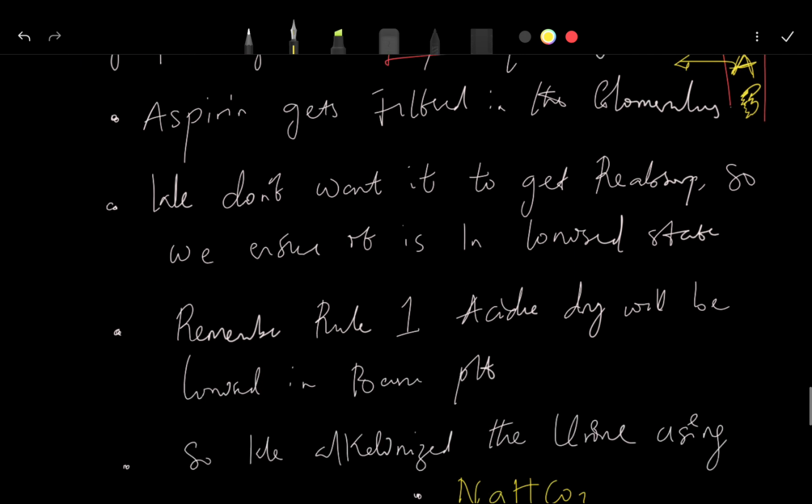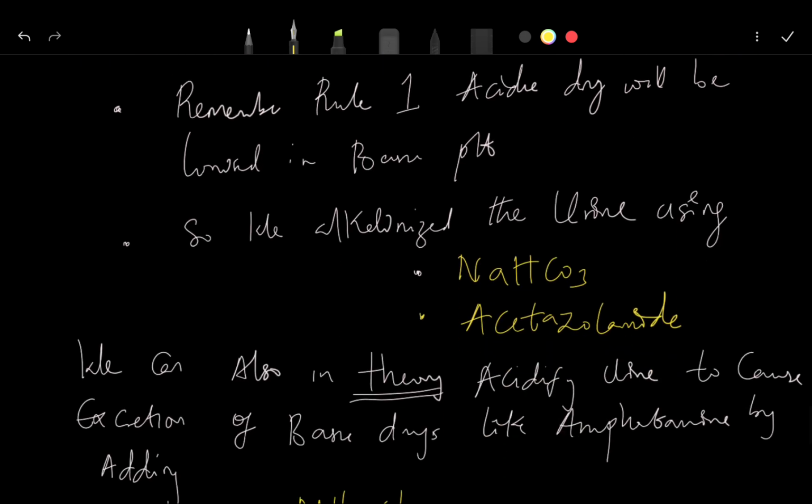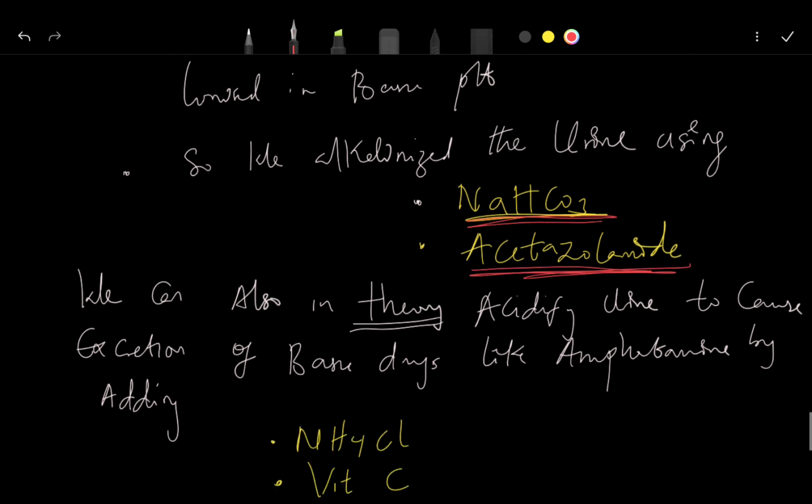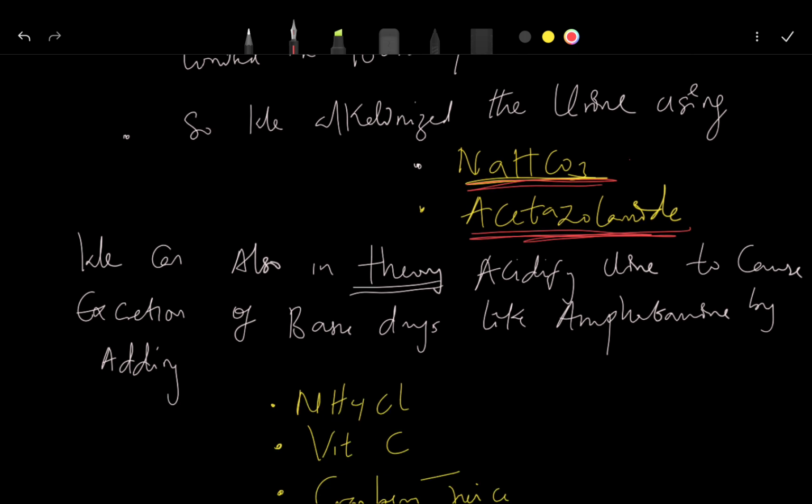So how are you going to alkalinize the urine? You give the patient sodium bicarbonate, and you can also give them acetazolamide. Okay, acetazolamide. These are the two substances or two drugs you can use to alkalinize the urine.